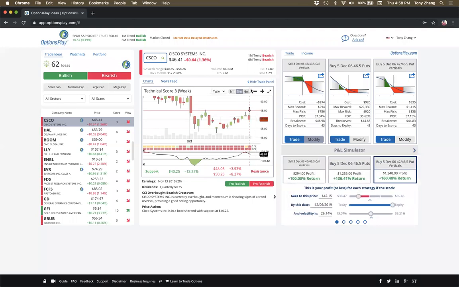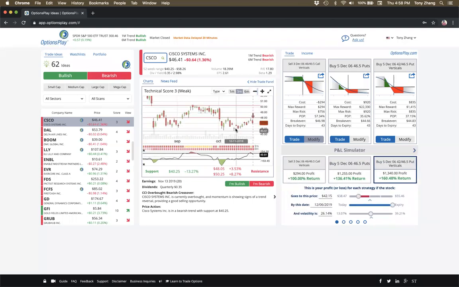So now let's take a look at Cisco. Cisco's trading at about 46 bucks, right here around that support level. Let's say the stock doesn't move any lower, it just sits around the support level. On my credit spread, I make $294. On my debit spread, I lose $585.